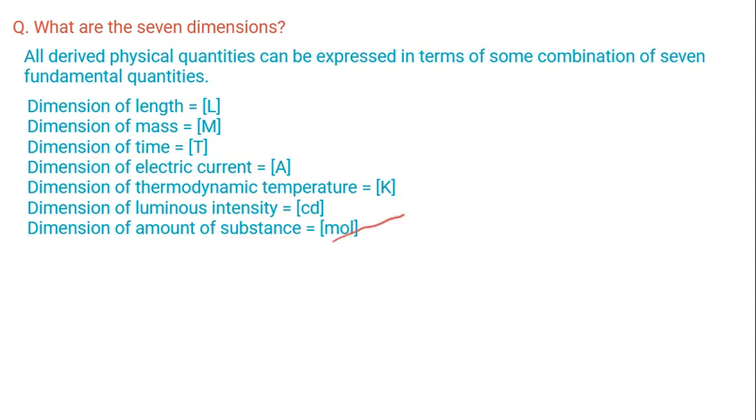Now note, whenever you write the dimensions, you write them inside a square bracket with capital letters. Fine. Except for the intensity and the substance. The rest you all write in capital letters. So these are the 7 fundamental dimensions. Fine. So on the basis of these 7 dimensions, we can express any physical quantity. If we do some examples, it will be more clear.